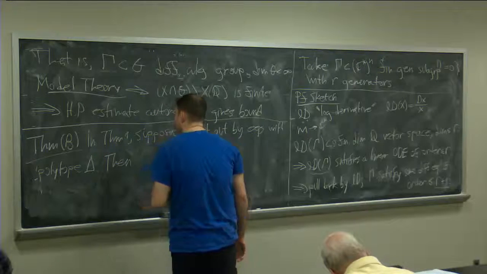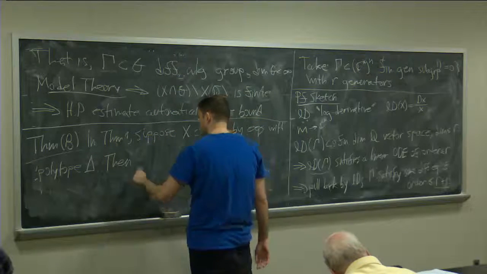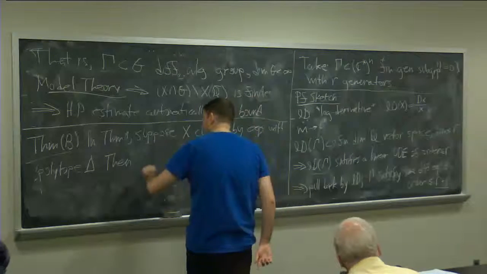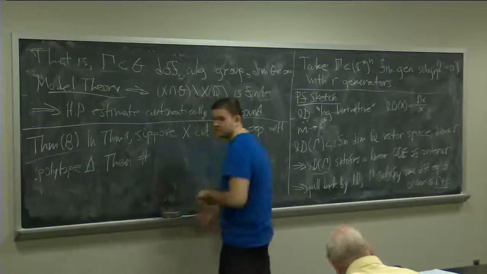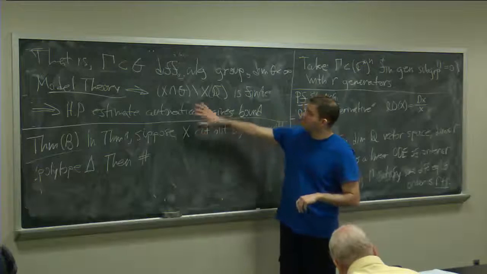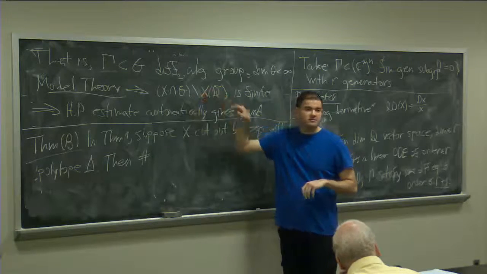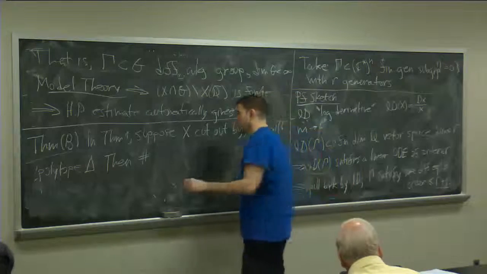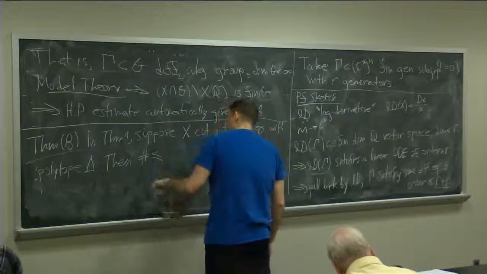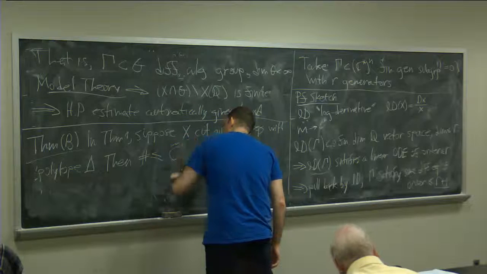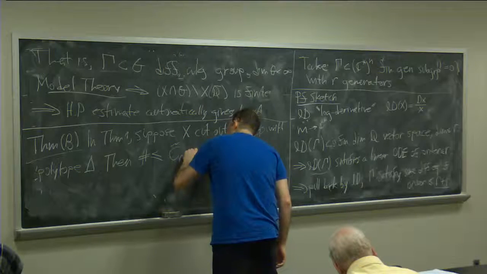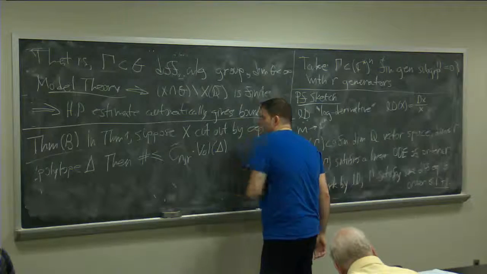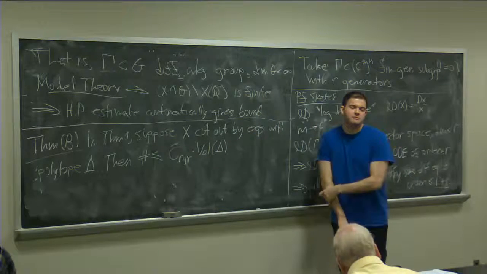Then this number, I erased the result already, but kind of the same number as we were bounding before, this intersection with gamma, same as in theorem 1, is less than or equal to some constant, C tilde, depending on n and r, times the volume of delta. So it's kind of the same story.